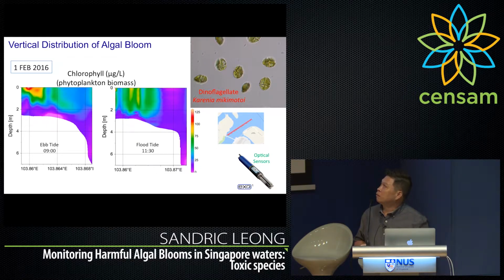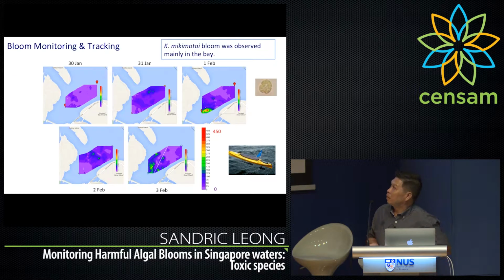Using these kinds of methods, we were able to map the horizontal and vertical distribution of algal blooms, because sometimes those blooms are not found on the surface due to mixing and the movement of the current, and also the tidal current as well.